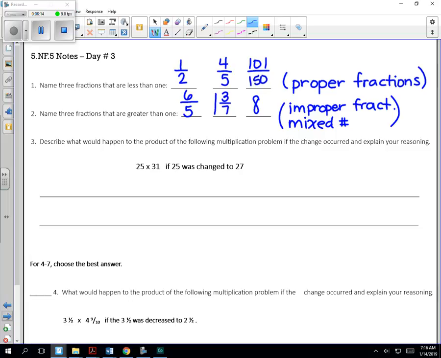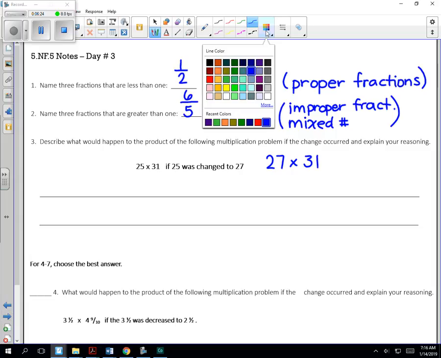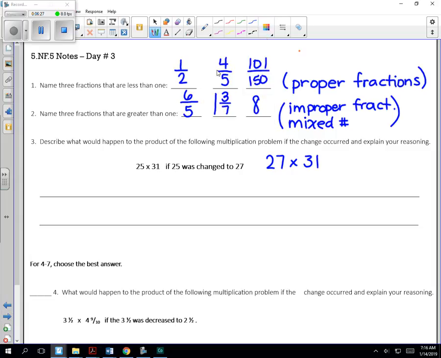If 25 times 31, if the 25 was changed to 27, so that would give us a problem 27 times 31. Well, the first thing we want to do is decide what the common factor is, and that would be 31. And then we have to look at the change. And if you look here, the change is comparing the 25 and the 27.